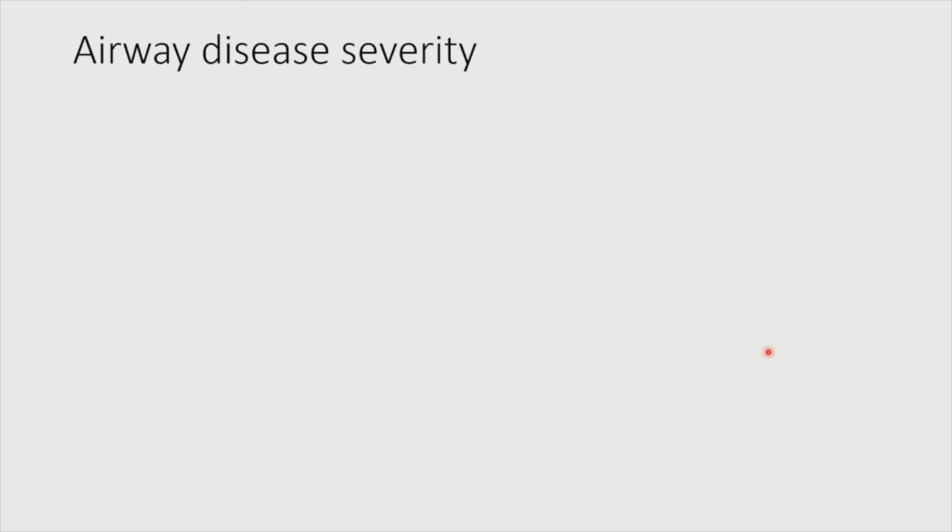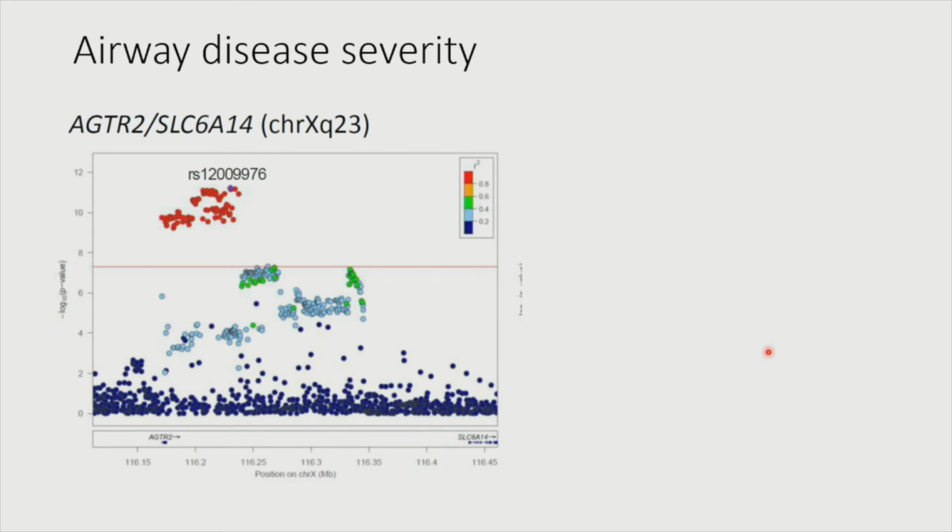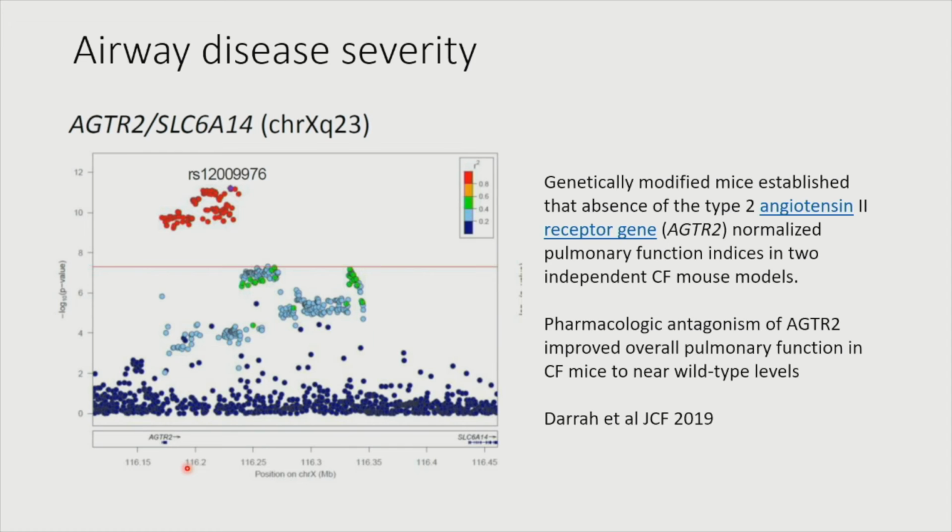So what about this other locus, AGTR2? This one is a cluster of SNPs right on top of AGTR2, very beautifully lining up around this. Then Mitch John with Rebecca Dara did this study a couple of years ago with genetically modified mice. They knocked out AGTR2, a type 2 angiotensin II receptor gene, and it normalized pulmonary function indices in 2 independent mouse models. They also used pharmacological antagonism of AGTR2 to improve pulmonary function. Those mice are near wild-type levels.